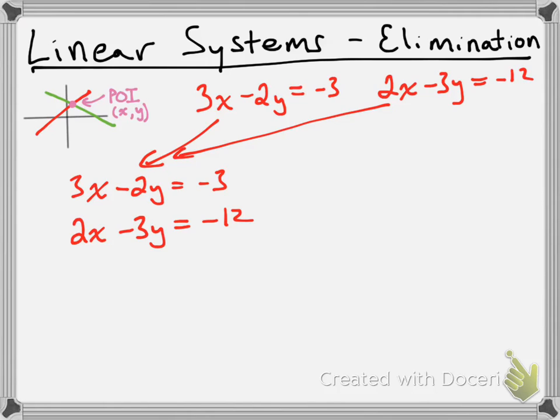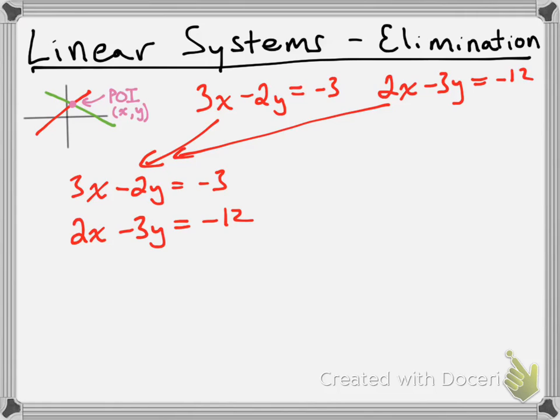And what I want to do is make it so that the coefficients of one variable are the same. For example, I could make it so that the coefficients of x are the same in both equations, or I can make it so that the coefficients of the y variable are the same in both equations. Doesn't really make a difference. In my example, I'm going to make it so that the x variables have the same coefficients. So how can I do that?